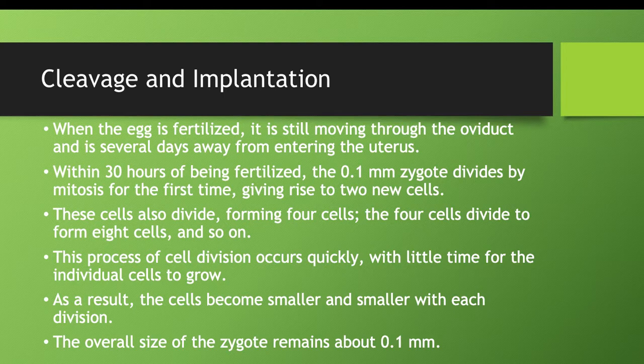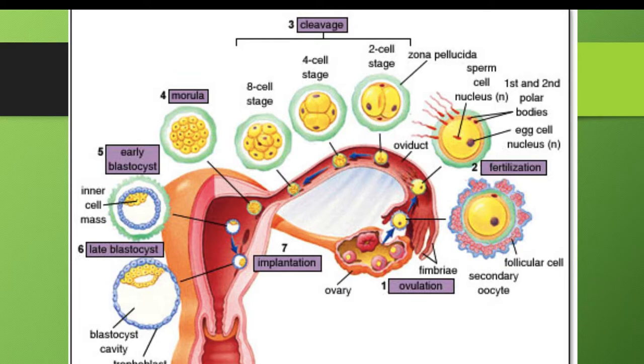Once the egg is fertilized, it's still moving through the oviduct and is several days away from entering the uterus. Within 30 hours of being fertilized, the 0.1 millimeter zygote divides by mitosis for the first time, giving rise to 2 new cells. So just within 30 hours, there are now 2 new cells. If we look at that, this would be stage 2. So 1 cell becomes 2 cells.